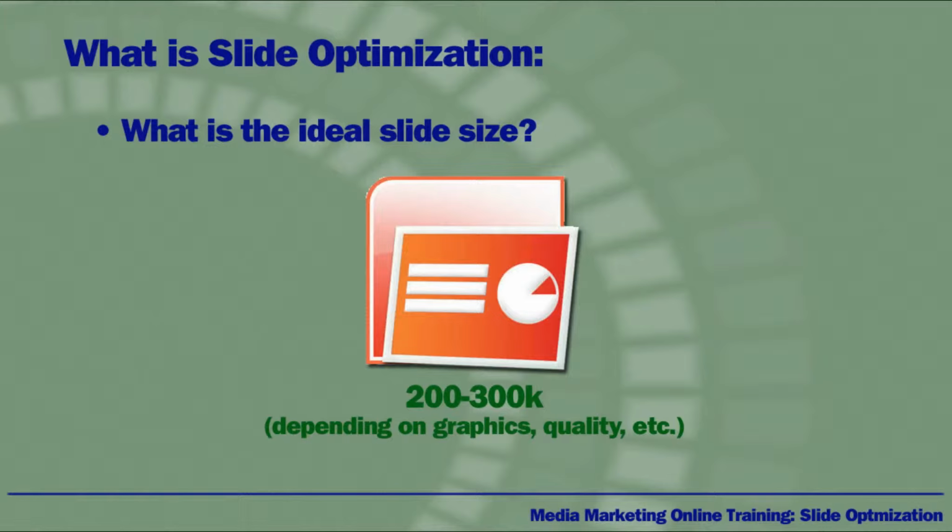A common question is, what file size is too much, or what slide size should I be aiming for? If you're dealing with graphics on a slide, even if you're looking at a slide with multiple graphics, you can easily get the average slide size down to the 200 to 300K range. This number could be higher if you have large format printing needs which demand higher quality.